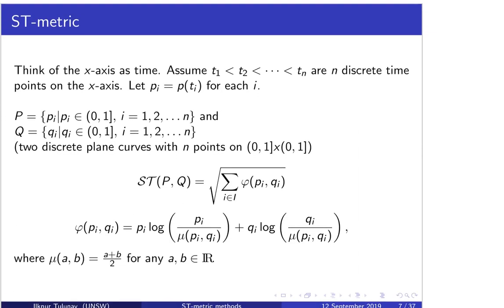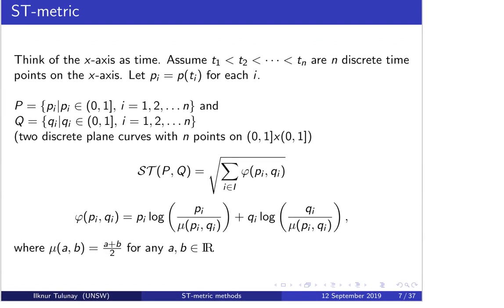This is the definition, same as before. This time you have the values from the unit interval [0, 1], and this is the midpoint, symmetrized, and take a square root. So this is exactly the square root of the Topsoe distance. This is why I used ST. ST corresponds to the square root of the Topsoe distance formula.